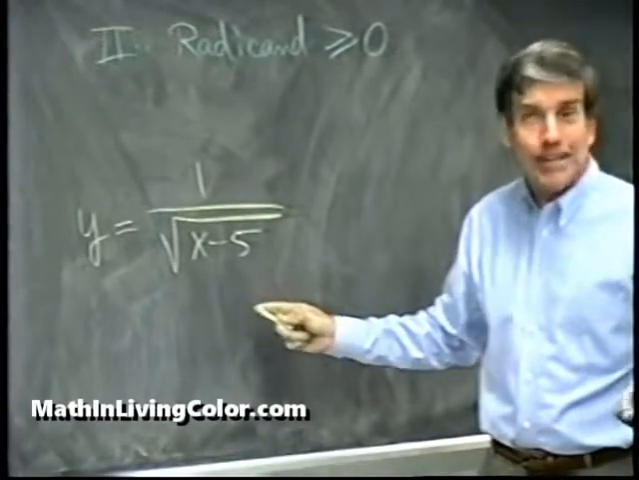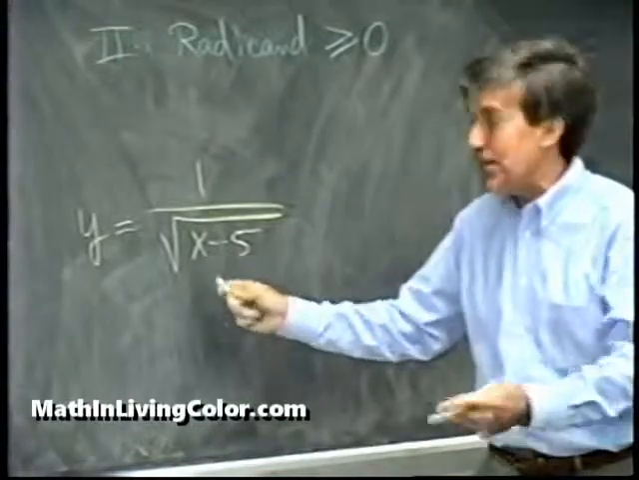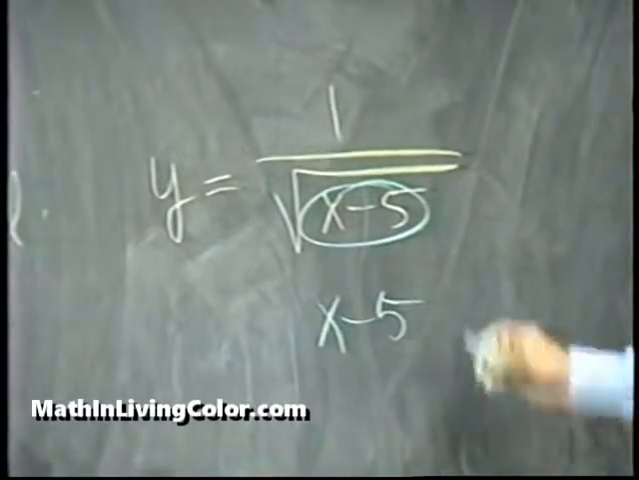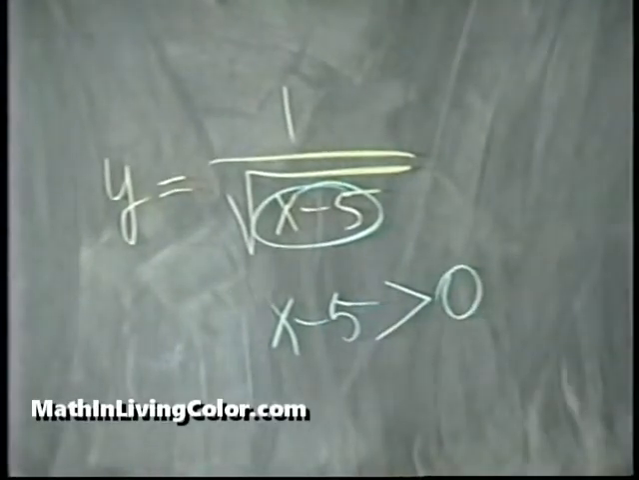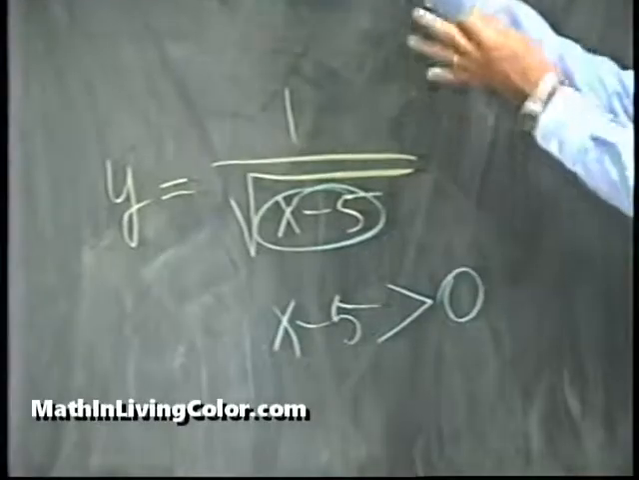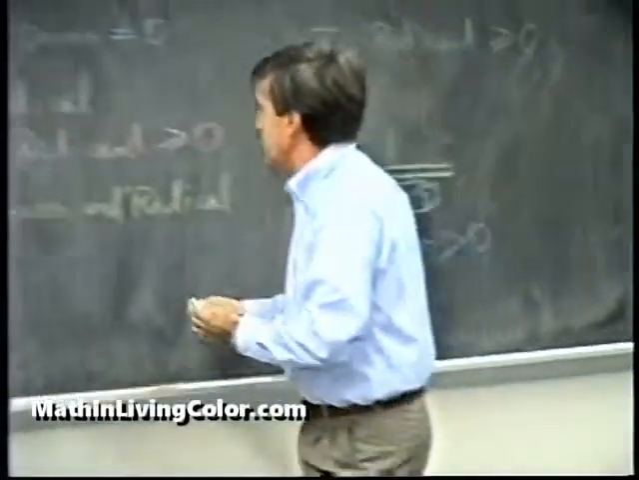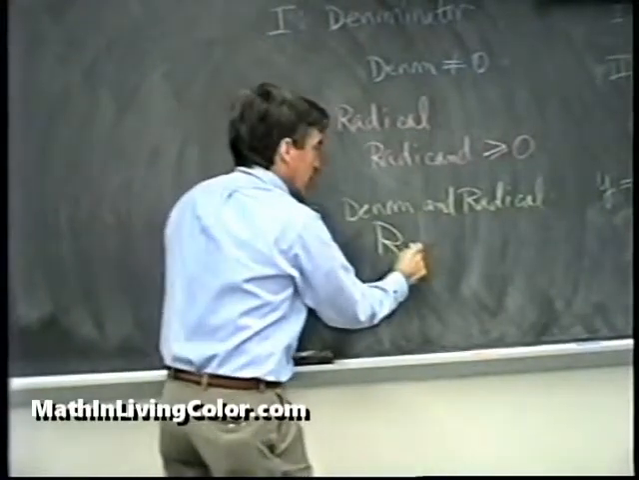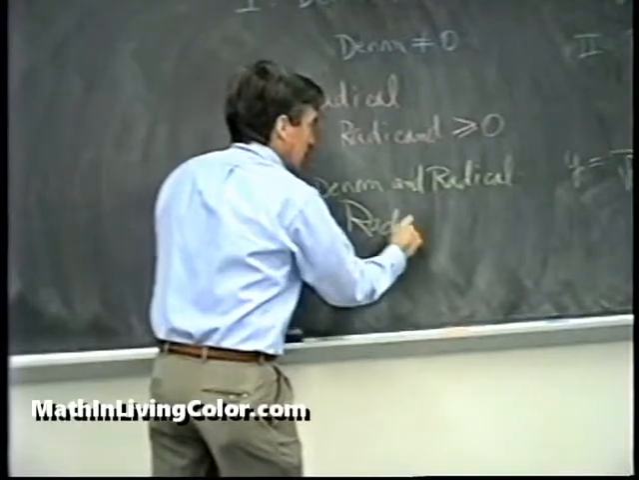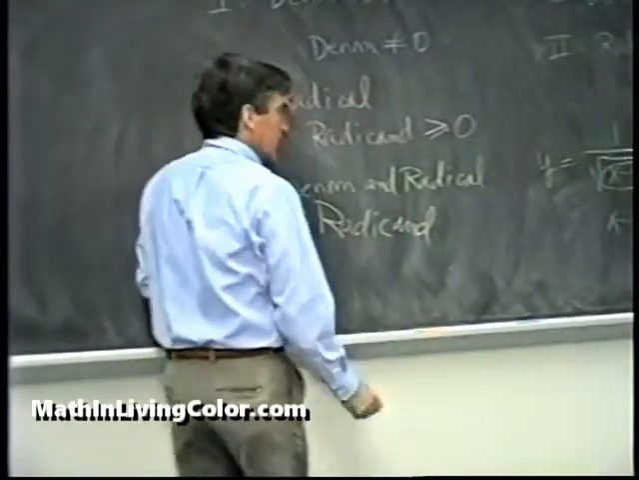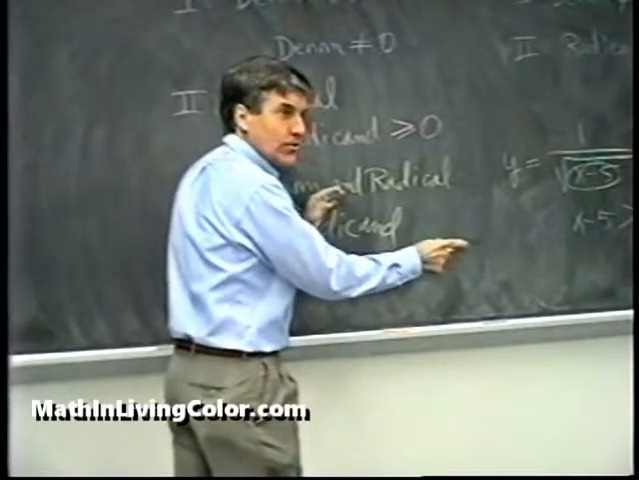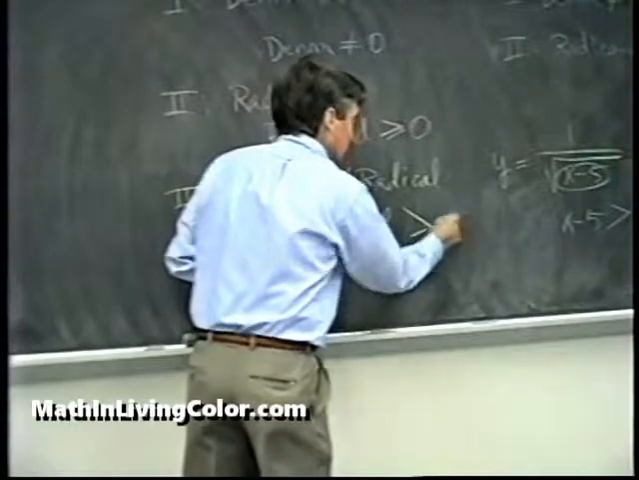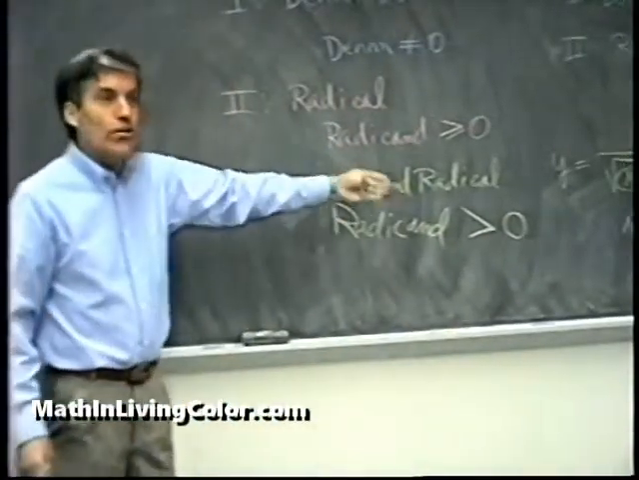So what's left? If it can't be 0 and it can't be negative, what do we know about this x minus 5? It has to be greater than 0. Okay? See, it's like a combination of both of these categories. If you have a denominator and a radical, then the radicand, because it's in a denominator, cannot equal 0. Because it's in a radical, it can't be negative. It would have to be greater than 0.